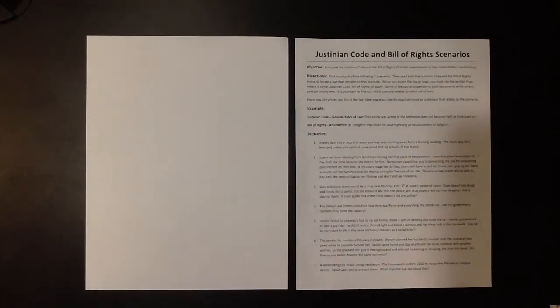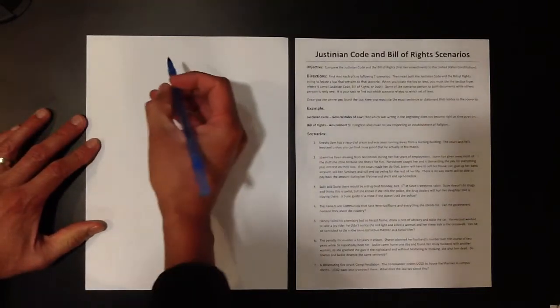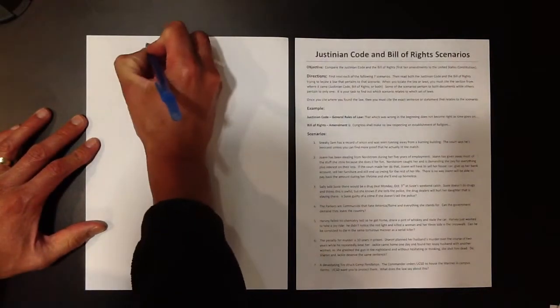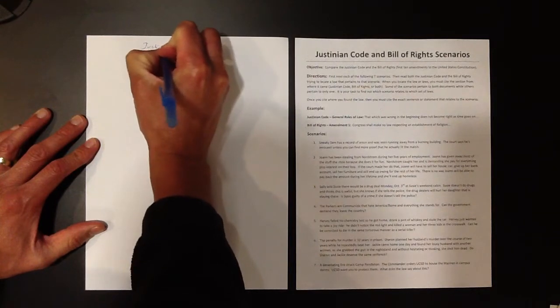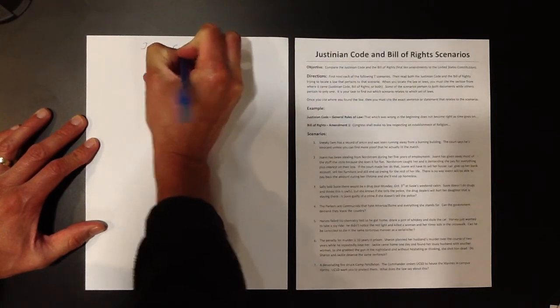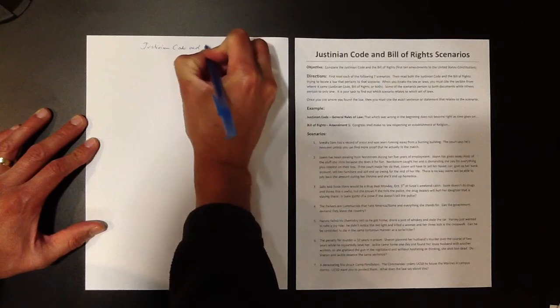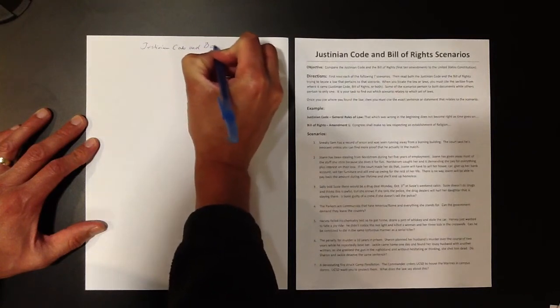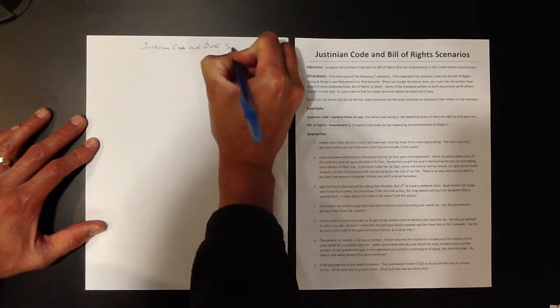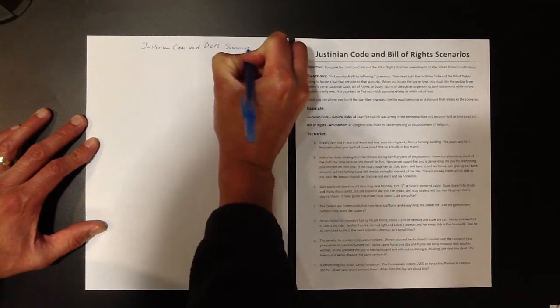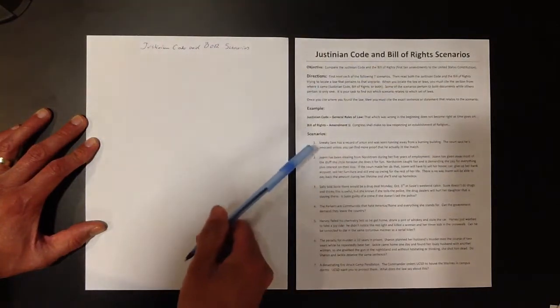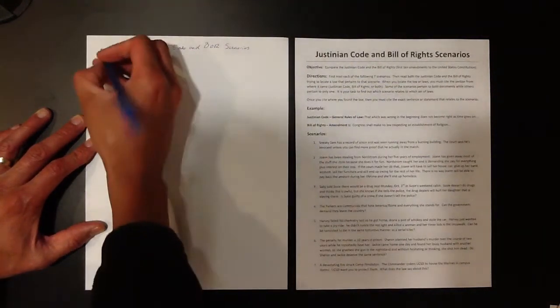For the Justinian Code and Bill of Rights scenarios, I'm just going to show you how to set this up in your notebook, on your paper. At the top, you want to have a title. Just give it Justinian Code and Bill of Rights scenarios. And then we have 7 different scenarios that you're going to work through.